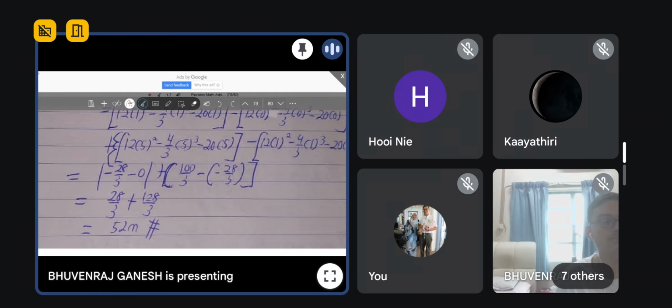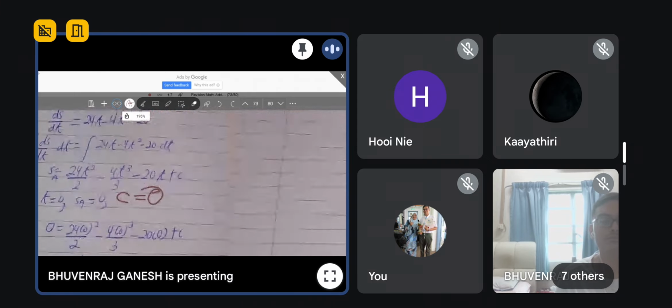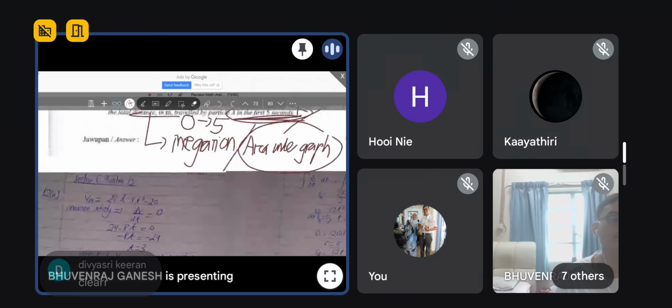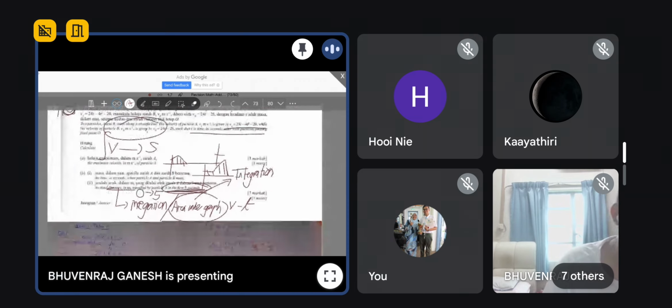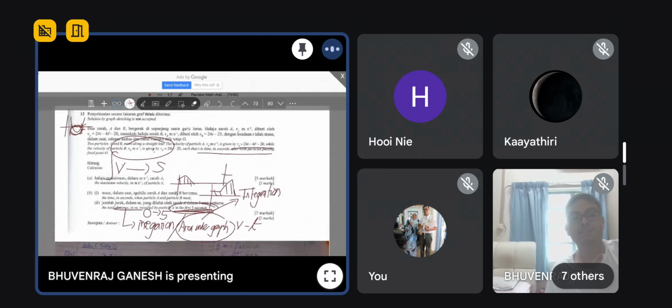Okay, guys? So are you clear with question 12? This is the kinematics question, 10 marks. So are you more confident or not to do this type of question? Kinematics.